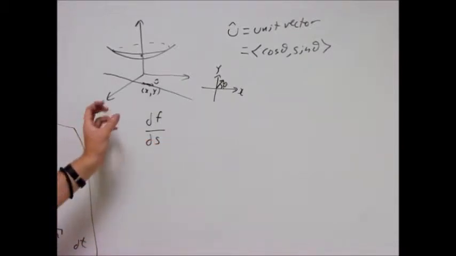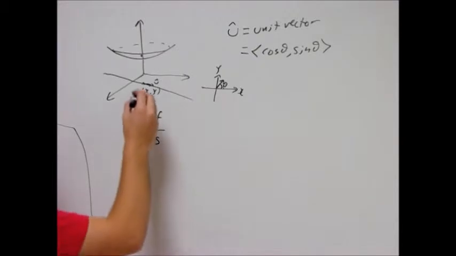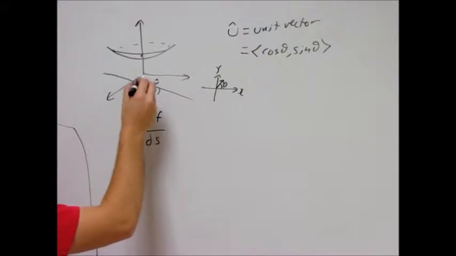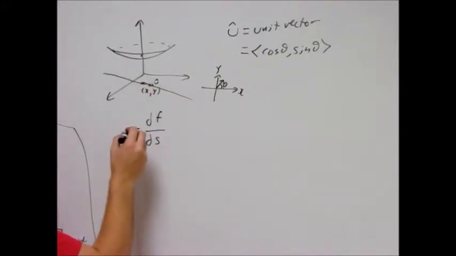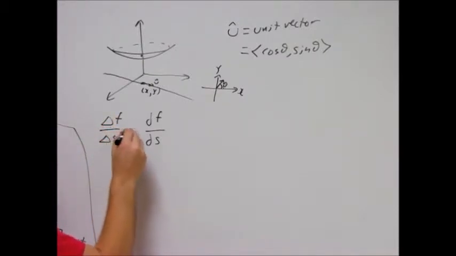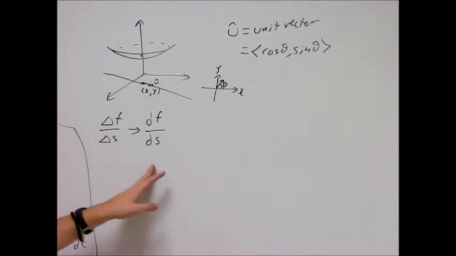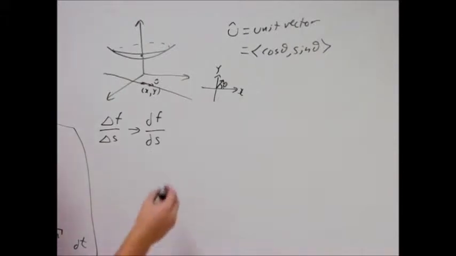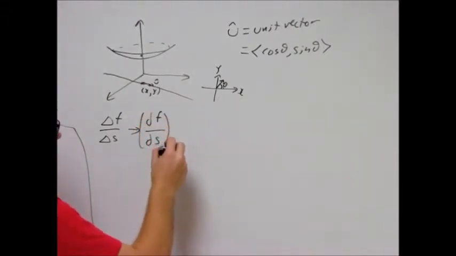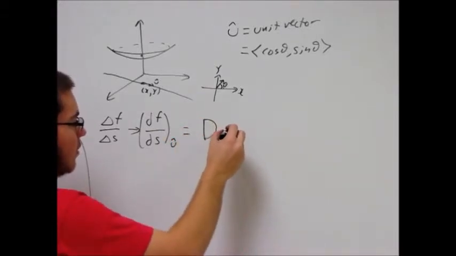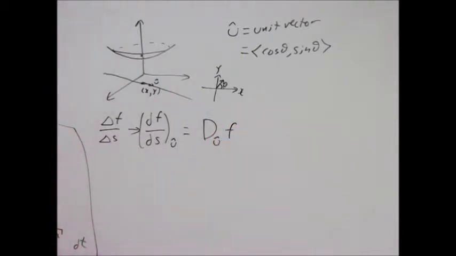We take the limit as delta s becomes really small, the change in the displacement from this point, of delta f over delta s. As delta s approaches 0, this approaches the actual directional derivative, which is sometimes written like this, with u over here, or a big D with u in the bottom. And so, how do we calculate that?